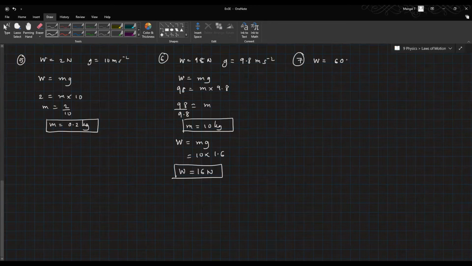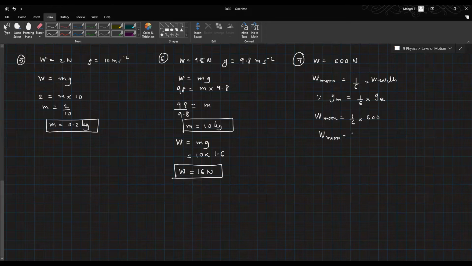The weight of a man is 600 Newton on Earth. What will be the approximate weight on the moon? Weight on the moon is equal to 1/6 of weight on Earth, since the acceleration due to gravity on the moon is 1/6 of the acceleration due to gravity on the Earth. So weight on the moon is 1/6 of 600. So weight on the moon is 100 Newton.